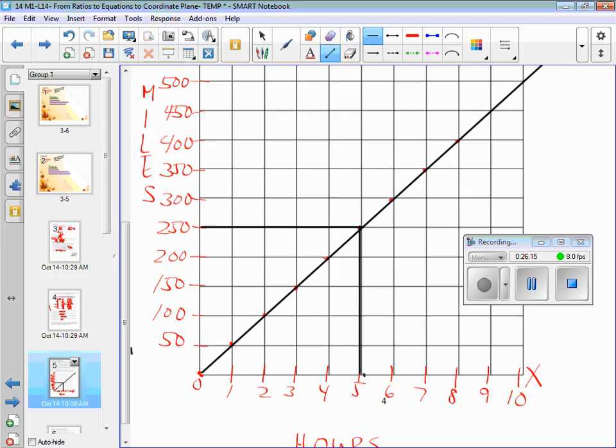If the train broke down after traveling 350 miles, how many hours would it have already traveled? 350 miles. Well, do you see that it's 7? Do you agree? Okay. We're on page 5 if you want to fill the answers as we go. On page 5.